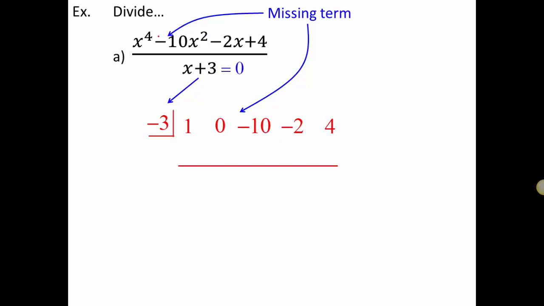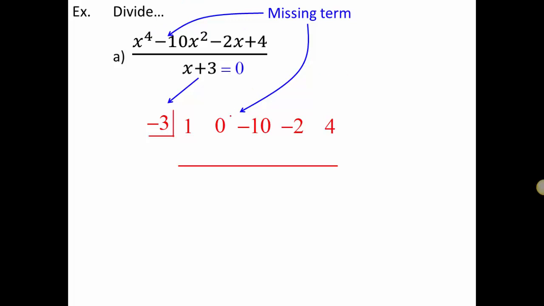Rule of thumb, look at the degree of the polynomial. If it's 4th degree, then you should have 5 coefficients. If it's 20th degree, you should have 21 coefficients. Remember, because the last term doesn't have a variable, you're always going to have one extra term than the leading degree. So my setup is all done.